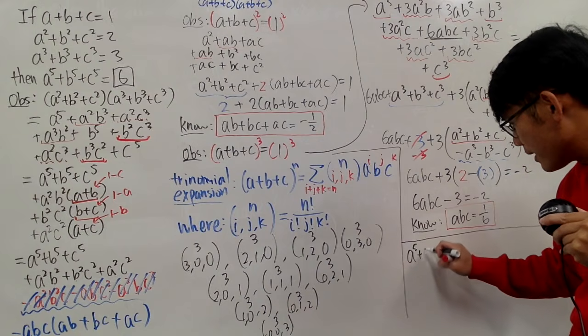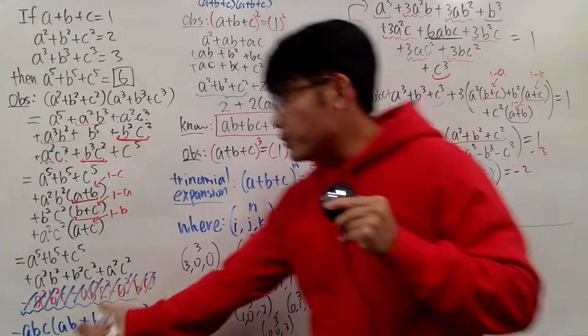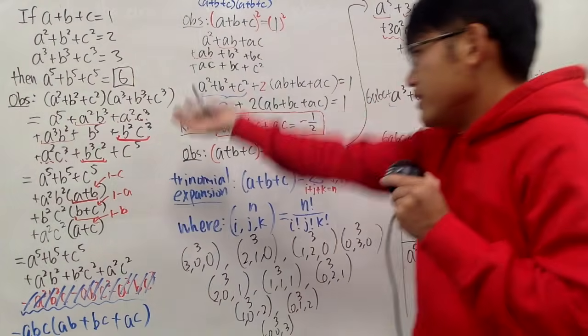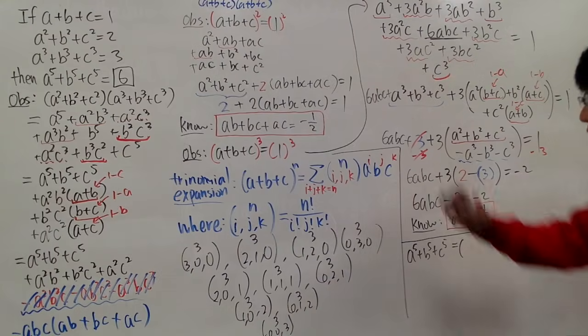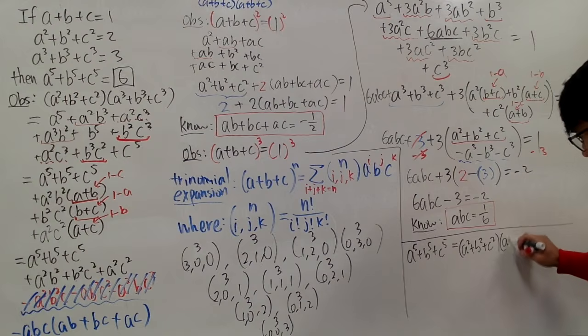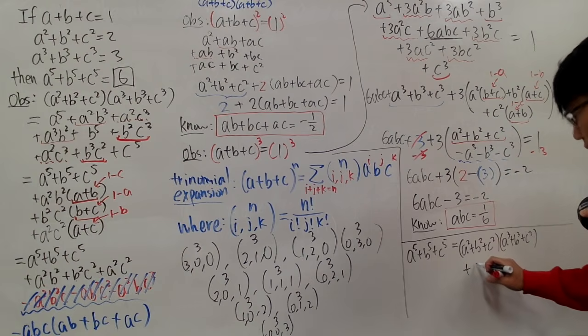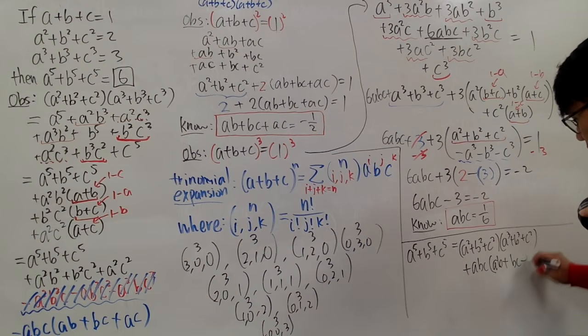A to the 5th power plus B to the 5th power plus C to the 5th power. This right here, you have an identity. You can just move this to the other side. That's not an identity. We did hard work for that. This right here is equal to A squared plus B squared plus C squared times A to the 3rd power plus B to the 3rd power plus C to the 3rd power. And we add ABC times AB plus BC plus AC, like that.